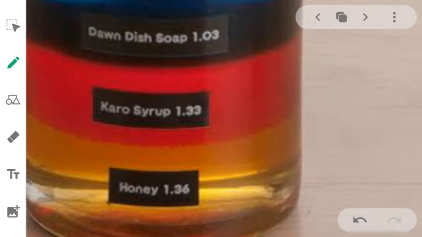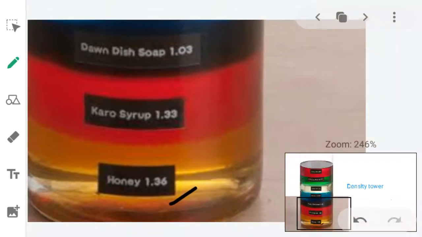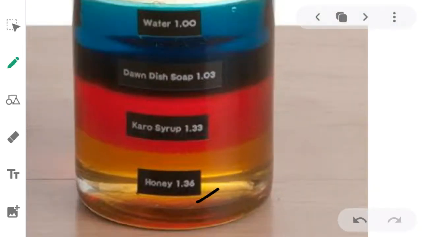You may observe honey has the highest density, that is 1.36, compared to corn syrup, whose density is less than honey, that is 1.33. That means this syrup floats on honey, it doesn't penetrate through the honey because its density is low. Next, coming to the dish soap, its density is 1.03. It floats on 1.33 density corn syrup. Next, coming to water, it is 1. Water density is always 1 and it floats above the dish soap.